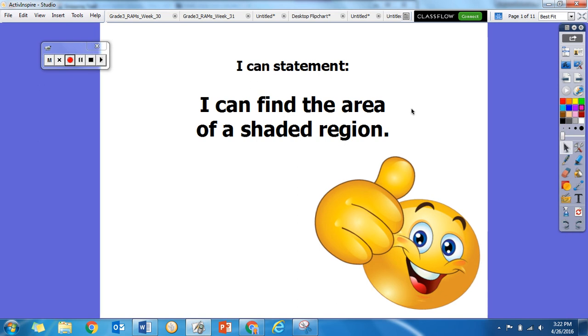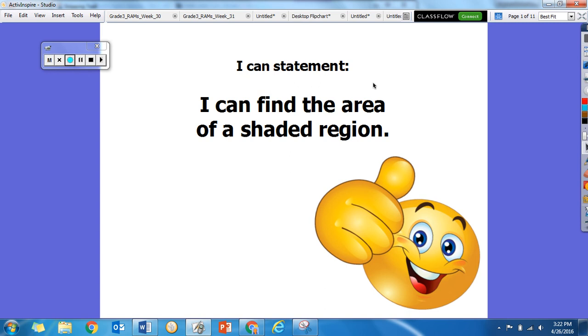Now, our I can statement for today, read it to yourself as I read it out loud. I can statement. We say, I can find the area of a shaded region. So what we're going to be doing today is finding the area of a region that is shaded in where you cannot see the squares.